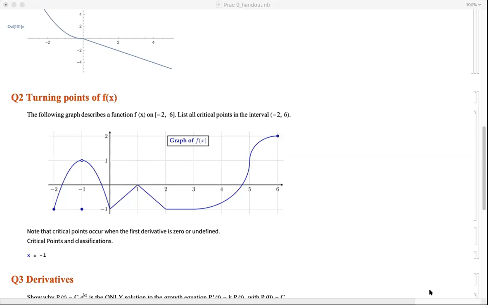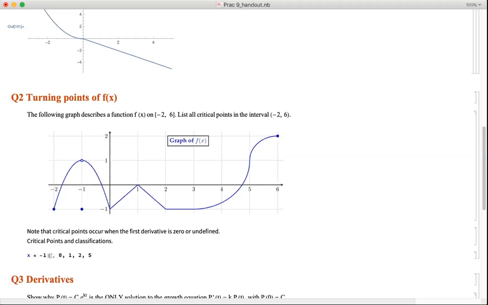X equals minus 1, 0, yeah. X equals 0. X equals 1. And then someone says 2. And someone said 3 as well. The other one is minus 2. And then someone said X equals 5. Okay, these are the values of X where the critical points are.